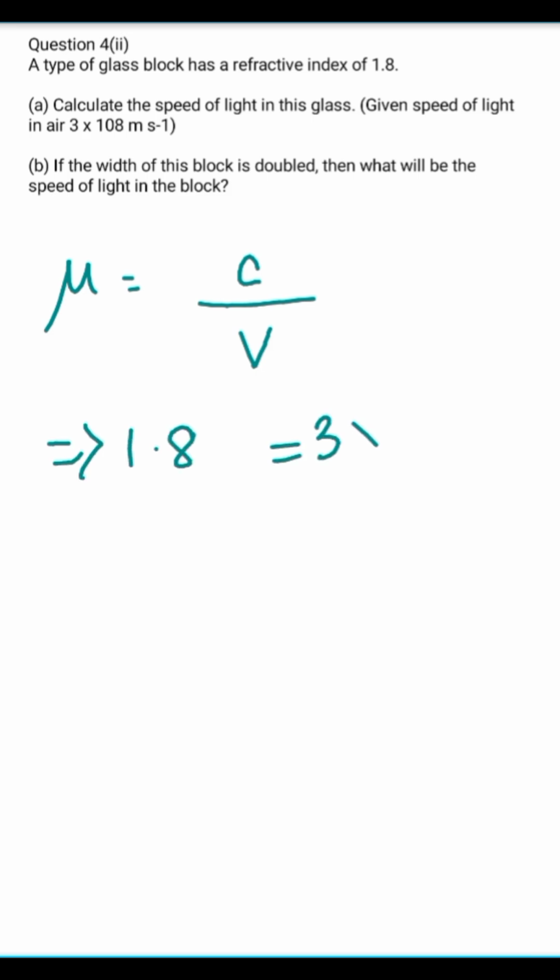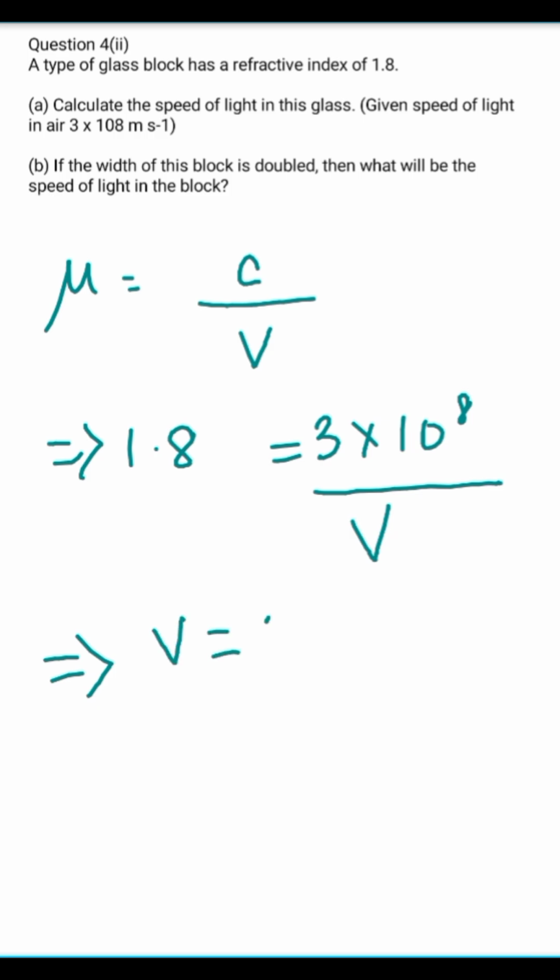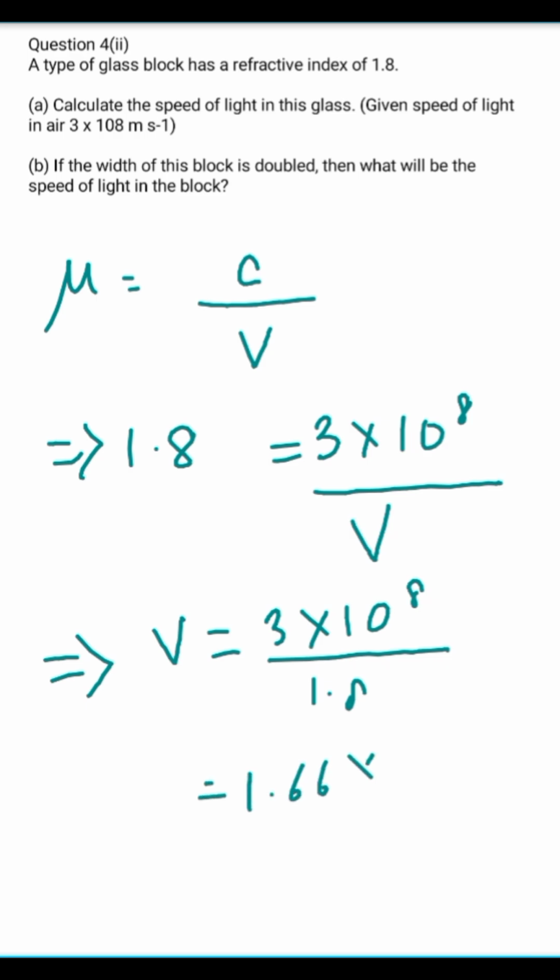The speed of light in air is 3 into 10 to the power 8. Even if it is not given in the question, you have to remember it. And you have to find the speed of light in the medium. So V is equal to 3 into 10 to the power 8 by 1.8. So if you solve it, you're going to get the answer as 1.66 into 10 to the power 8 meter per second. This is the velocity of light in the glass block.